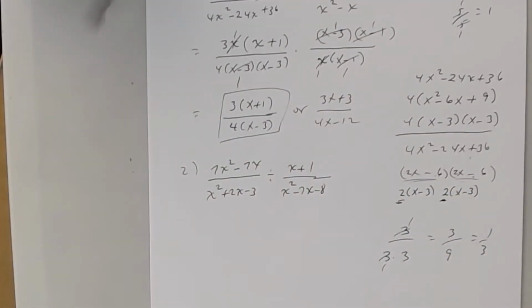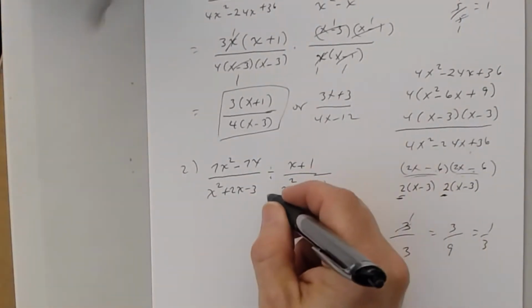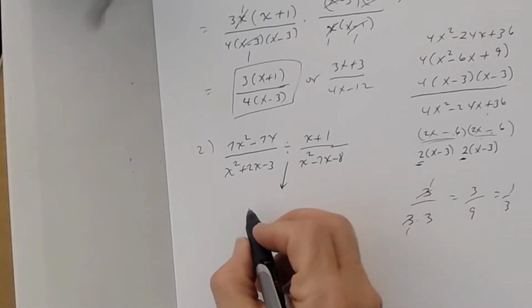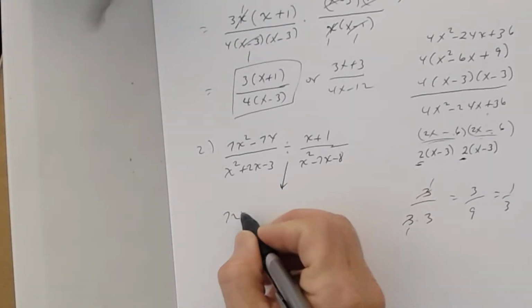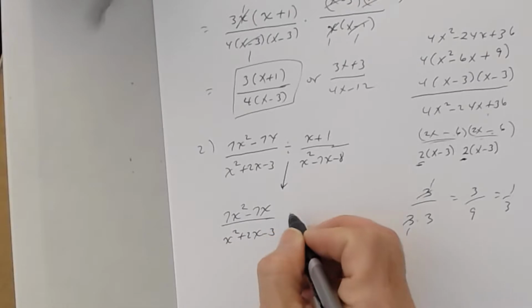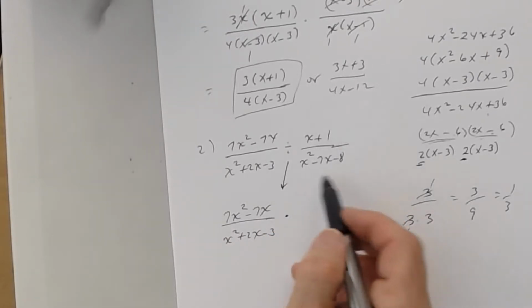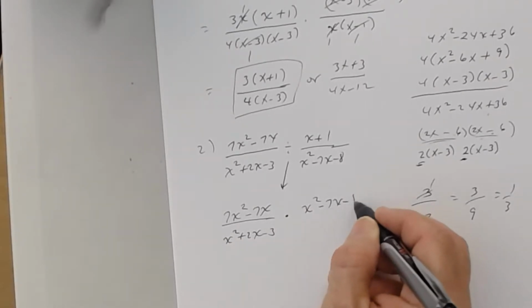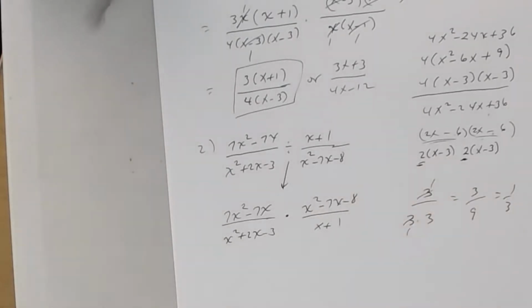All right, so remember, this time we're dividing. So what do you remember? This is the first thing you have to do when you divide rational expressions. Change it to multiplication. So that's where you're going to multiply by the reciprocal, right? And so you leave the first fraction alone. The first rational expression stays as it is, so you get 7x squared minus 7x divided by x squared plus 2x minus 3. And then you multiply that by the reciprocal of this rational expression. What's the reciprocal? Okay, x squared minus 7x minus 8 divided by x plus 1.